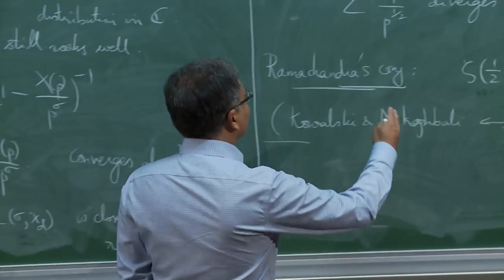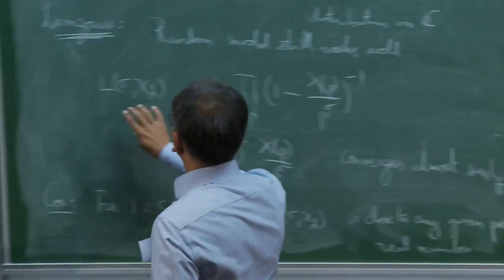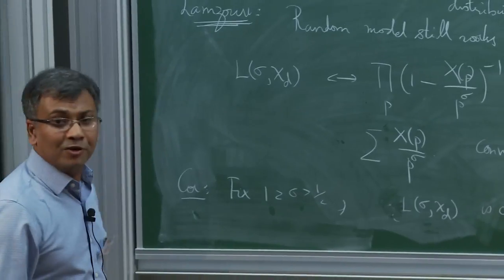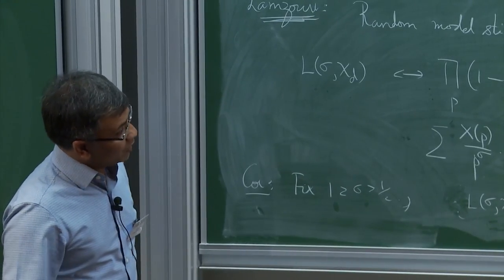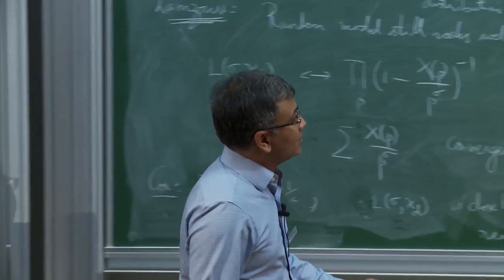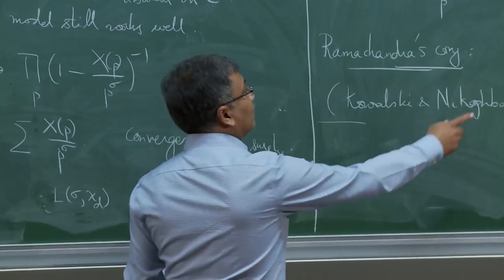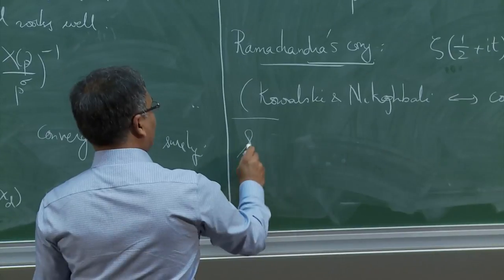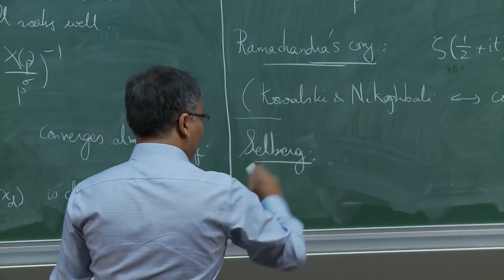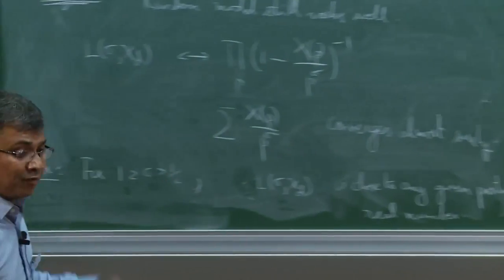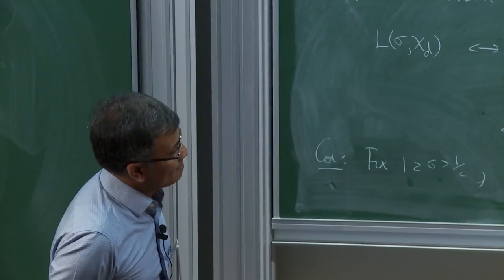So one difference is that while these values to the right of the critical line actually have a value distribution, the values on the critical line don't have a value distribution. What you have is a different kind of result, which is due to Selberg, and we would like to find analogs of this for L-functions, which we don't have.